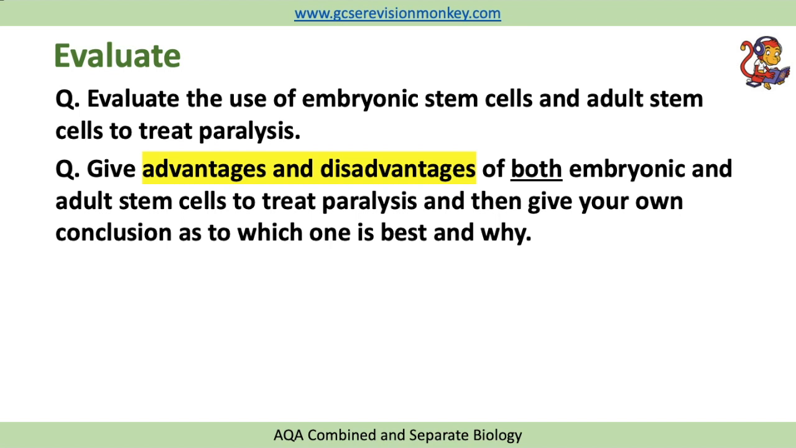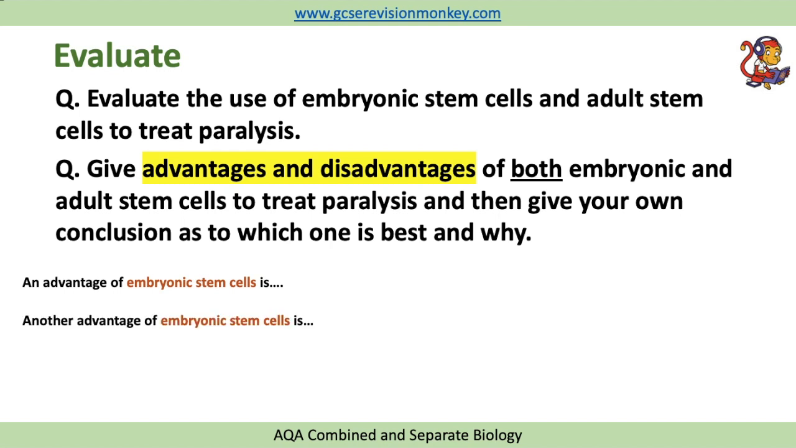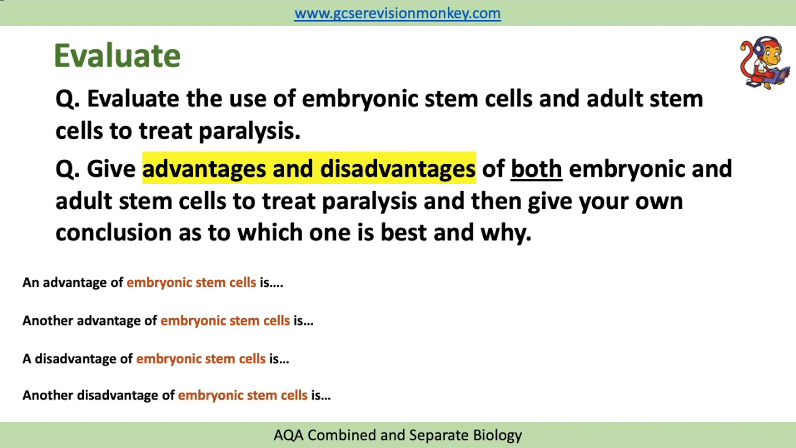For example, if we were looking at this question, you could have sentences structured like this. An advantage of an embryonic stem cell is, another advantage of an embryonic stem cell is, and you're putting it on a plate for the examiner. You're really showing them that you're listing those advantages. And then disadvantages as well, making sure you're putting it on the plate and listing your disadvantages.